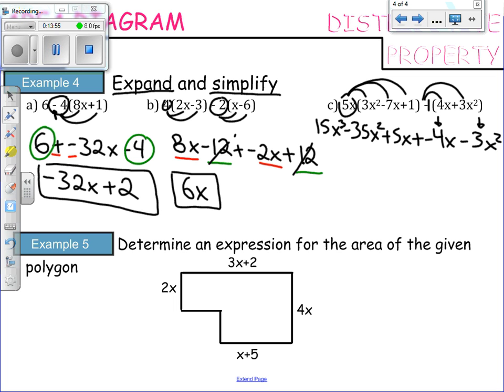X cubed is right there. Our x squareds are right there. And our x's are right there. 15x cubed. Combine your x squareds to get negative 37x squared. And combine your x's to get negative x. And that is your answer.